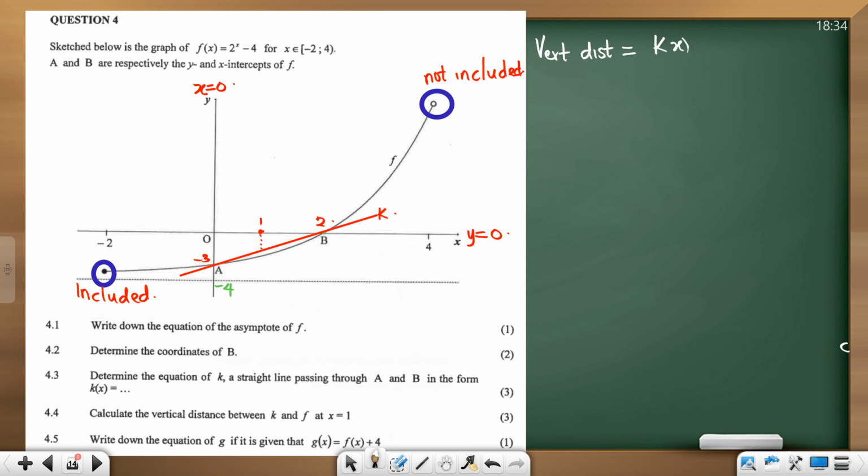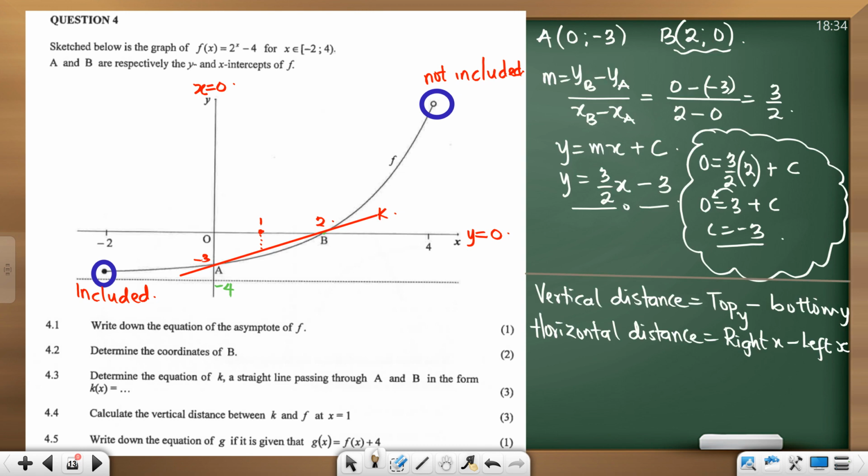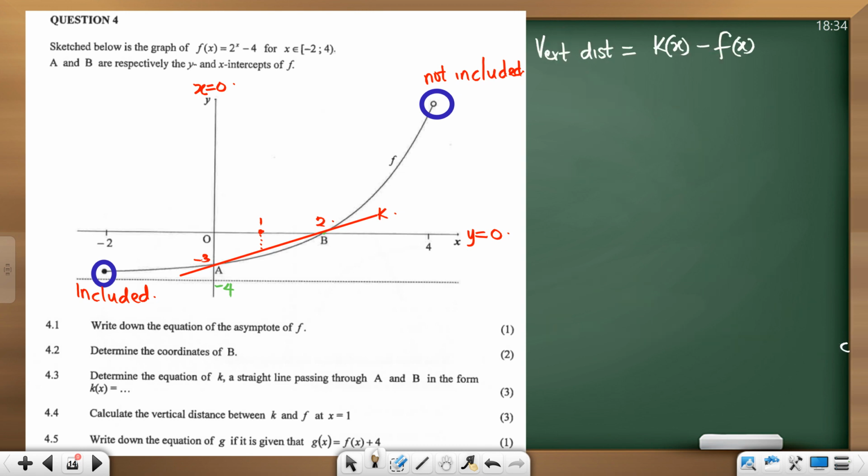K of x minus F of x. What is our K of x? Do you still remember the equation? 3 over 2x minus 3. That's our K. Minus, what is our F? Please use a bracket. 2 to the power x minus 4.